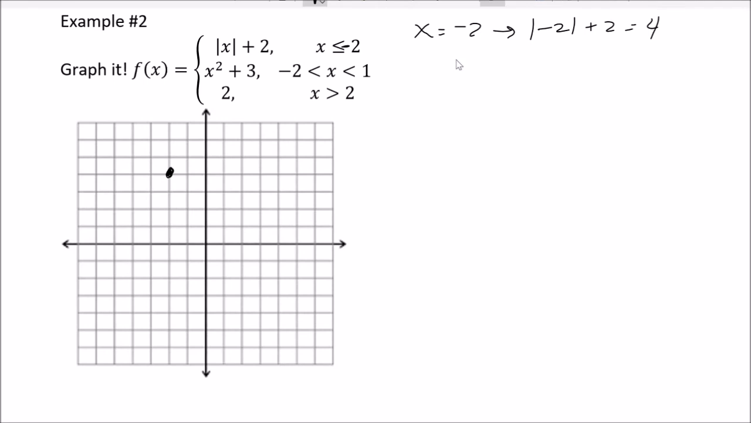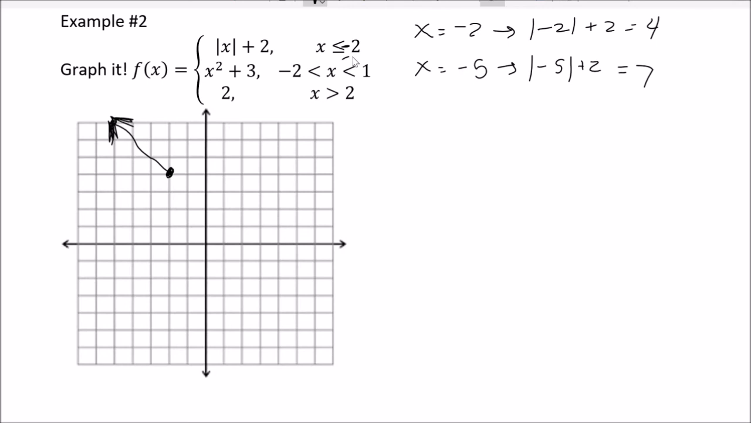So what we could do is pick another point, and again, I'm going to use the same one as last time. How about -5? And then I get the absolute value of -5 plus 2. Don't forget the absolute value. And that's 7. So I get -5, 7. Then I go, okay, I feel pretty good. It's just going to go up like that. And that's an arrow on the end, if you can't tell.